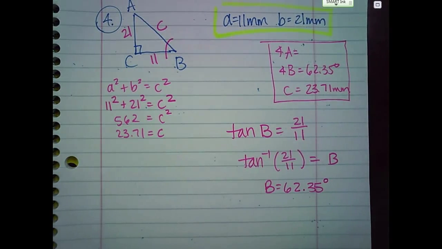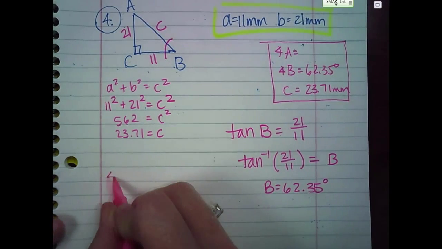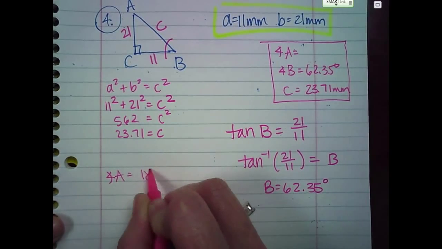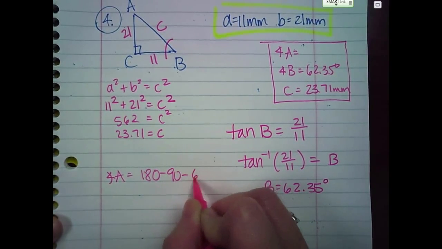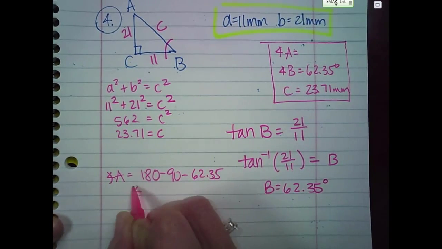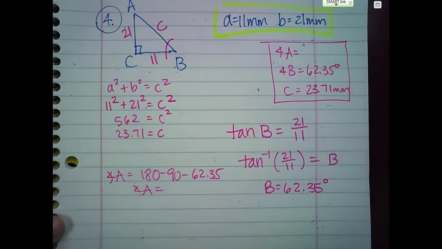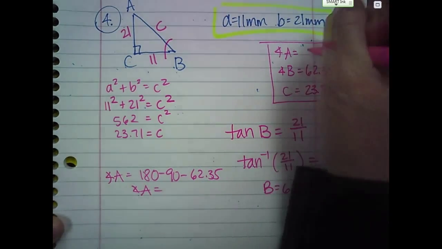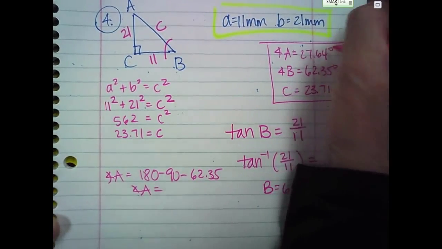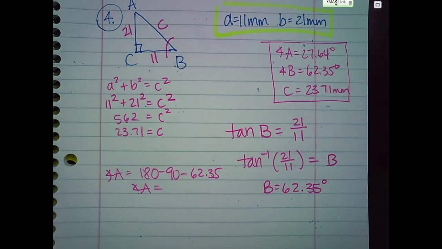How are you going to find A? Same way, just, oh no, subtract. 180 minus 90 minus your 62.35. So angle A is 27.64? Wait, 27.65. Yeah, okay, if you round one to ten, it's fine.